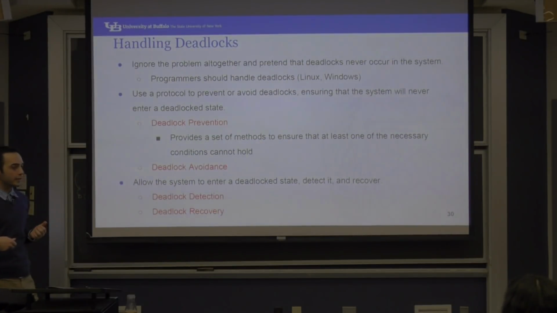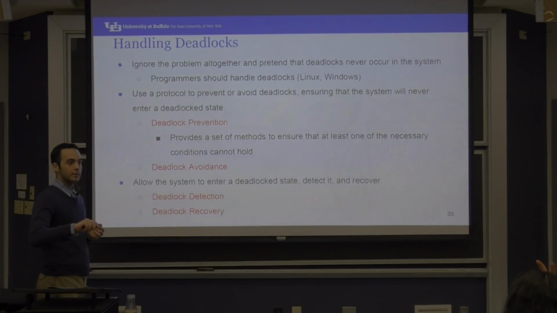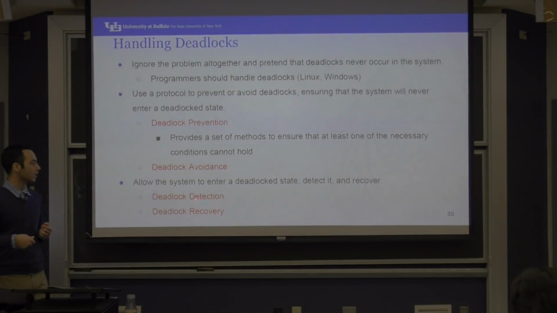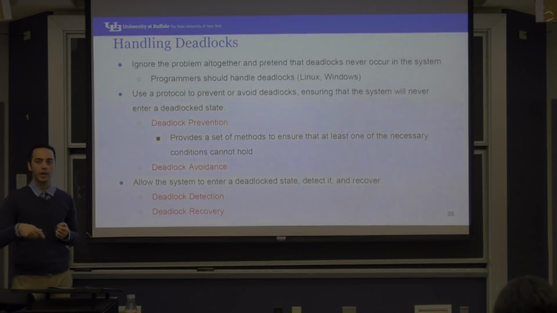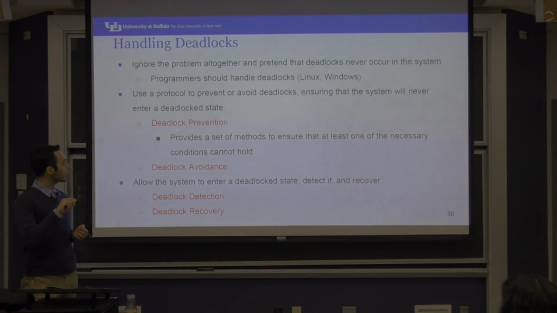Now, deadlock avoidance is another way, which is similar but has slight differences. We're going to talk about it in the next session. Also, another way is to allow the system to enter a deadlock state, detect it, and then recover from that deadlock state. We're going to talk about deadlock detection and recovery again on Tuesday. All right? So today we're going to talk about deadlock prevention.